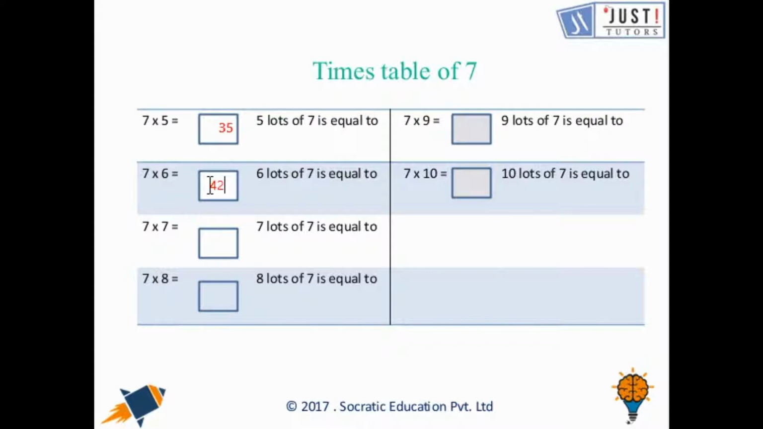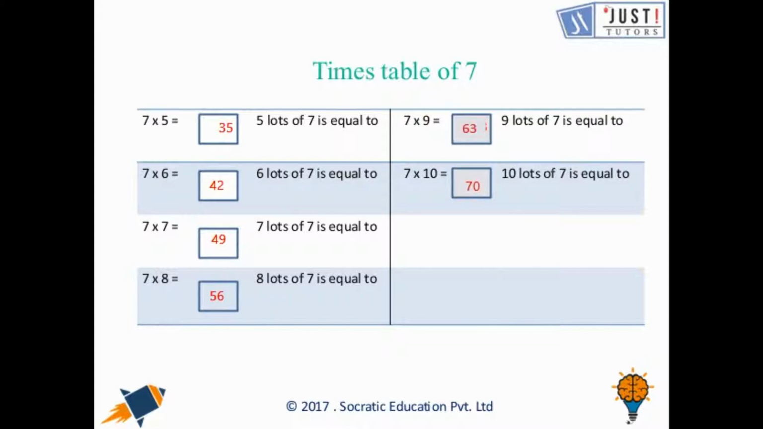You can see here that 6 times 7 or 7 times 6 will both be the same, 42, because it's just switching the numbers around. Now 7 times 7 is equal to 49, and 7 times 8 is equal to 56. Also 7 times 9 is 63, whereas 7 times 10 is 70.